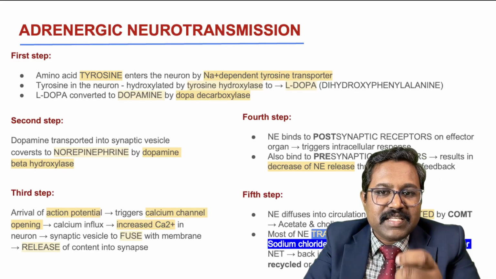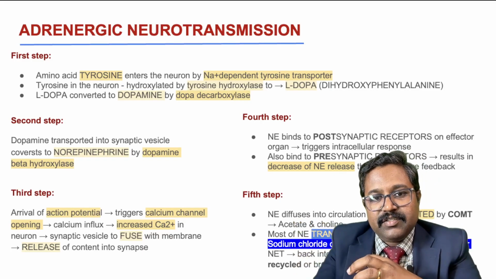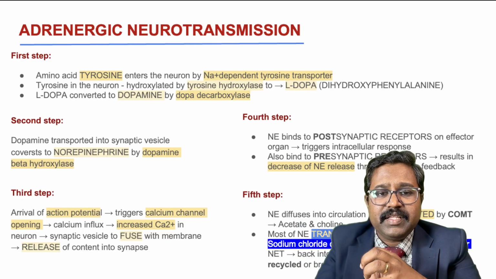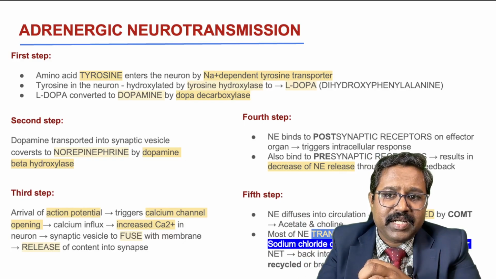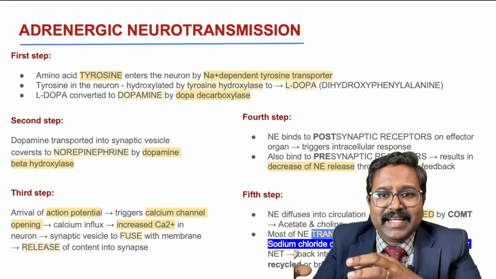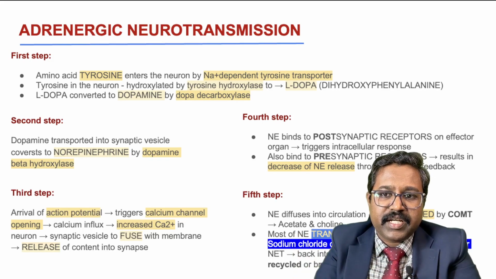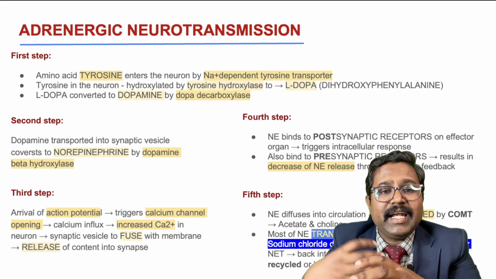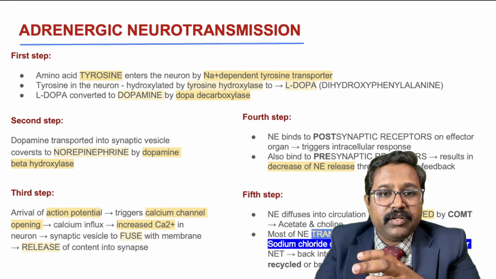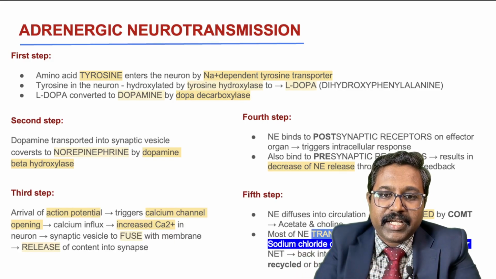So this is the first step where tyrosine enters into the presynaptic nerve terminal with the help of the sodium dependent transporter, and then it gets hydroxylated with the help of tyrosine hydroxylase to form levodopa, and levodopa gets converted into dopamine with the help of dopa decarboxylase.